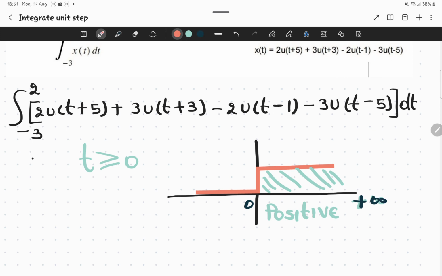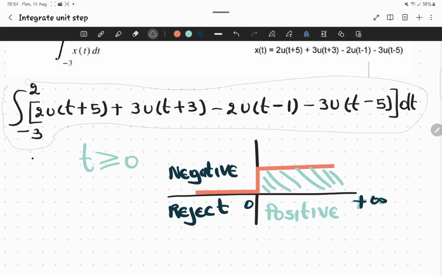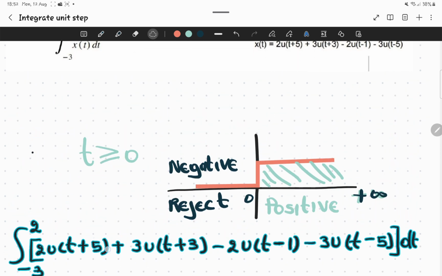We need to have only positive values starting from 0 to plus infinity. Everything on this side, the negative side, we need to reject it. We don't need any negative value on our graph. We're gonna need to reject it. So now what are we gonna do here? We're gonna start now, and keep in mind these formulas that I just gave you.